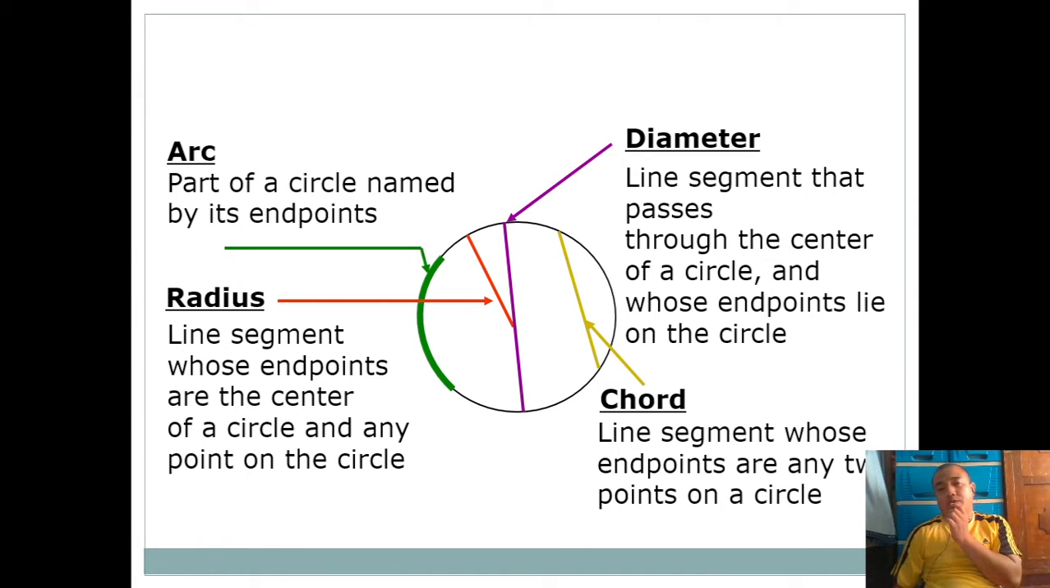Another line segment is what we call a chord. It's a line segment whose endpoints are any 2 points on the circle. So how about the diameter? Can the diameter be considered a chord? Yes, of course, because the diameter's endpoints are also 2 points on the circle. Only the diameter passes through the center. So the diameter can be considered the longest chord of the circle.